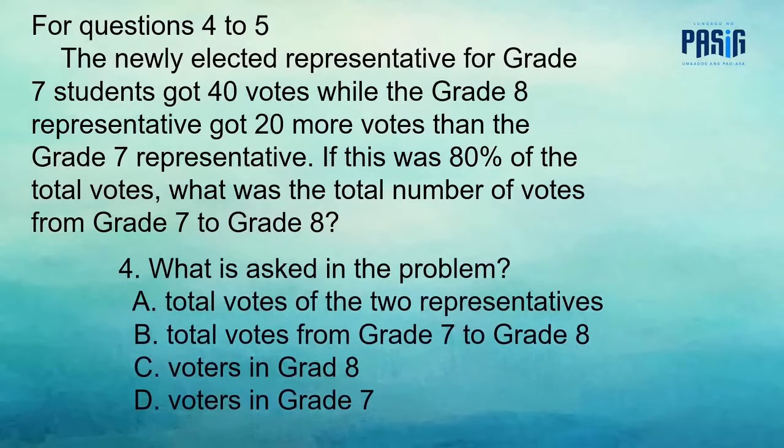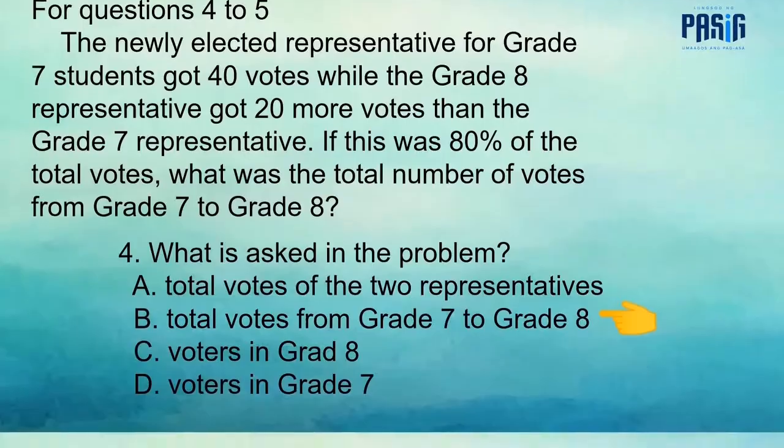Number 4. What is asked in the problem? A. Total votes of the 2 representatives. B. Total votes from the grade 7 to grade 8. C. Voters in grade 8. D. Voters in grade 7. What is your answer? The answer is letter B, total votes from grade 7 to grade 8.